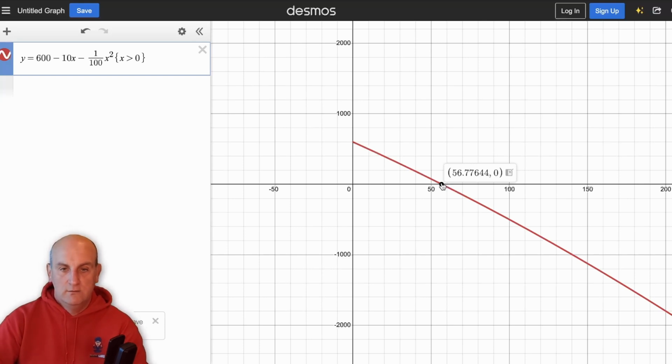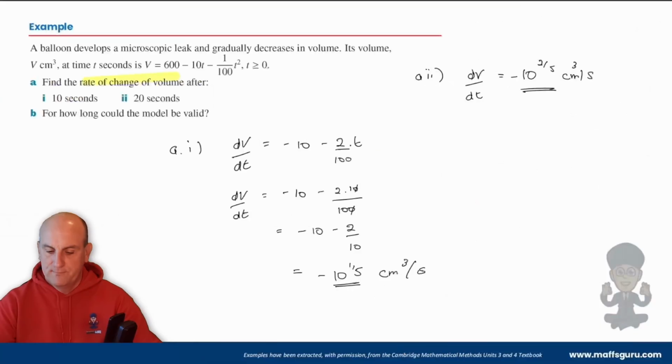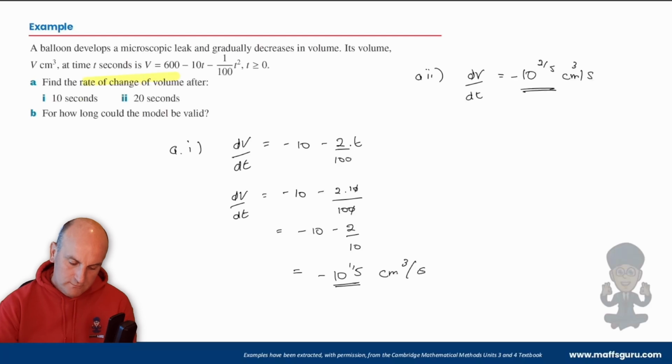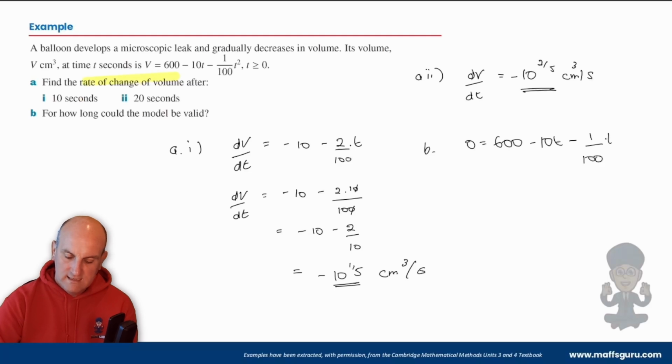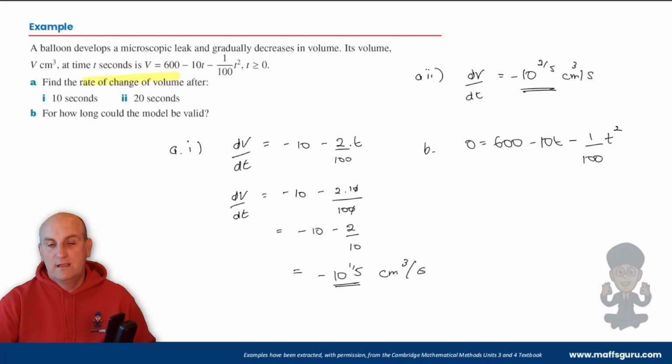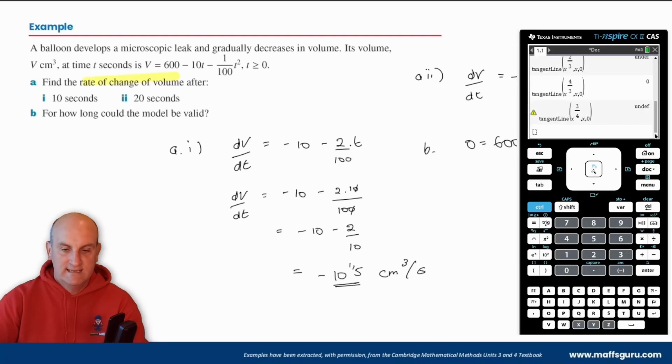All right, so bringing back my screen, let's do part B here. We're trying to solve for 0 is equal to 600 minus 10t minus 1 on 100t squared. Now, because this is a modeling question, it is highly likely it's going to be on a CAS calculator.